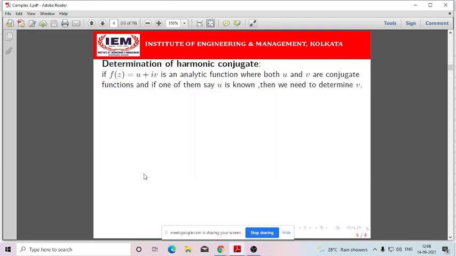Then how to determine the harmonic conjugate: if f(z) equals u plus iv is an analytic function where both u and v are conjugate functions, that means u is harmonic and v is harmonic, then if u is known, we need to determine v, and u and v are called the harmonic conjugates of each other. This I will be discussing in the next class. There are 3 methods, and I can discuss them using these 3 methods.